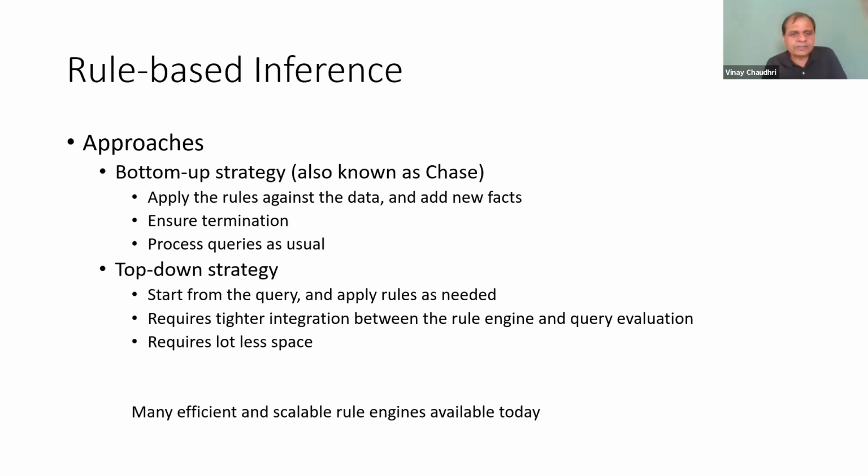In the top-down strategy, we start from the query, and we only apply those rules which are required. We don't conclude everything. We conclude only those things which we might actually need in answering the query. And in this case, we do need a much tighter integration between our rule engine and the query evaluation engine, right? In the previous approach, once we had applied all the rules, the query engine could just work separately, right? But here, the two have to work in close cooperation with each other.